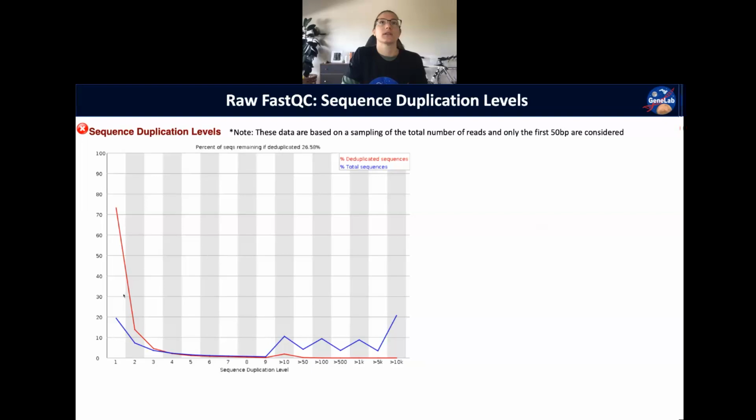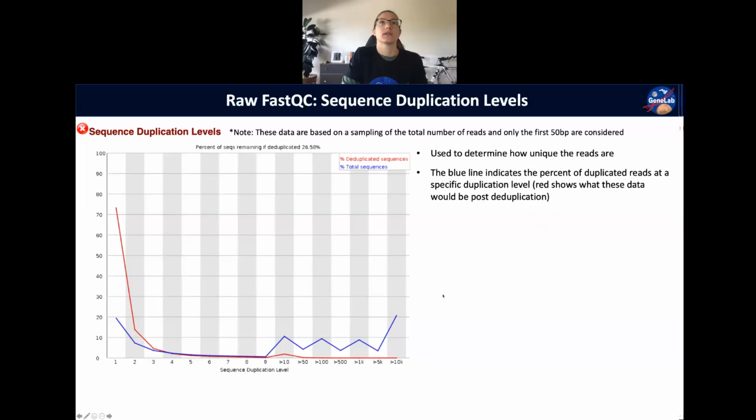So that's why I always tell people to take the duplication levels in the FastQC analysis with a grain of salt. Because again, it's only looking at the first 200,000 reads, only looking at the first 50 base pairs of each read, and only looking at the sequence itself, not UMIs or anything like that. So with that in mind, how you interpret this graph is the blue line here is going to indicate the percent of duplicated reads.